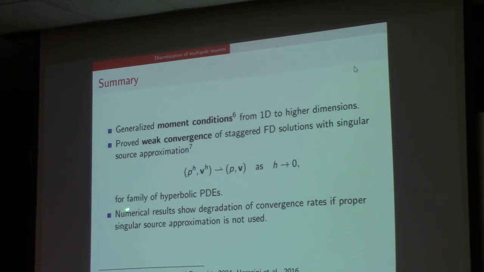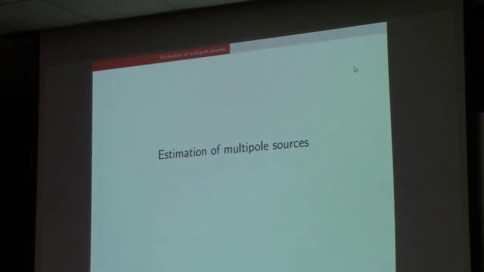And we actually did this for quite a large family of hyperbolic PDEs. So that was our contribution. Numerical results show degradation of convergence rates if proper singular source approximation is not used. So if you're not careful, you might be degrading the numerical method, if you just use, for example, the hat function for everything, but you really wanted a higher order method.